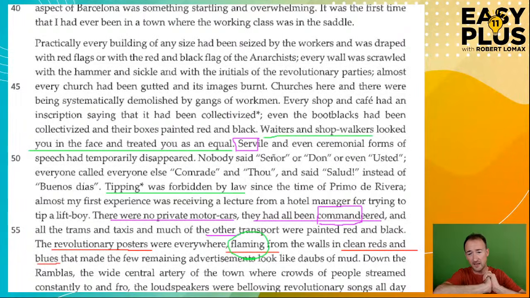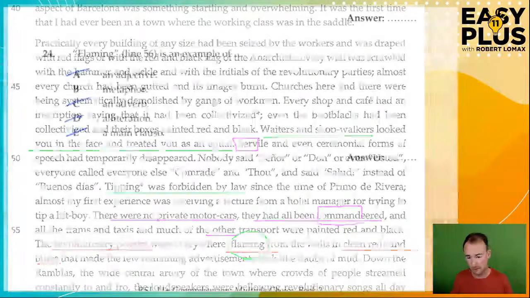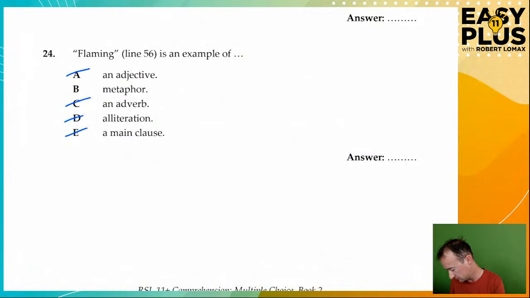They're flaming in clean reds and blues that make everything else seem dull. This is about how vivid and striking and kind of beautiful these posters were in their way. But they weren't really on fire. It's a metaphor. In other words, it's when something is described as being something or doing something that it is not, without a "like" or something like that. It's a metaphor. B. Okay, so that one, if you know a little bit about parts of speech and literary techniques, it's not too difficult.